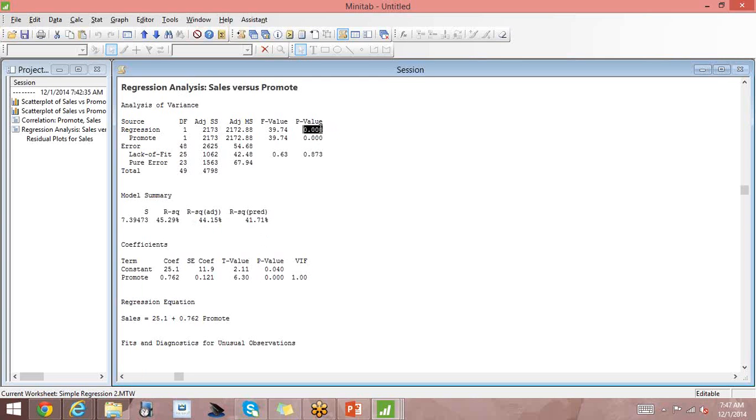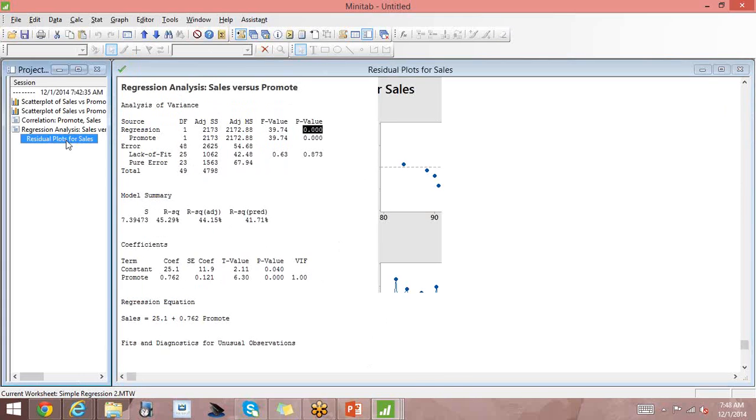So here also the p-value is less than 0.05 in regression. What does that mean? We reject the null hypothesis. And obviously, if we reject that, we will go ahead with the alternate hypothesis, which says yes, there is a model. There is a model that exists. All right. Now, let us go to the residual plots.